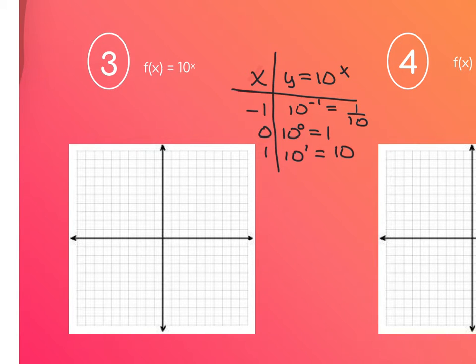I can graph these 3 ordered pairs as well as my asymptote. So -1 and 1/10, 0 and 1, and then 1 all the way up here at the tippy top for the 10. So again, you can see it's going up super fast and then skimming along the asymptote. So it still has the y = 0 asymptote, and then we've graphed those points.